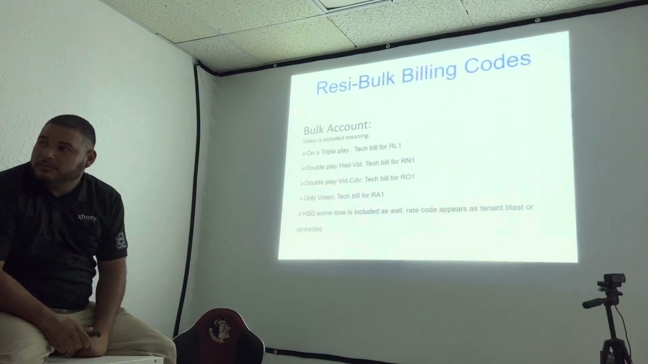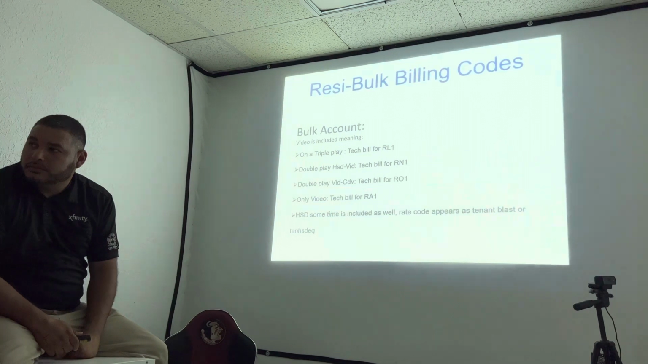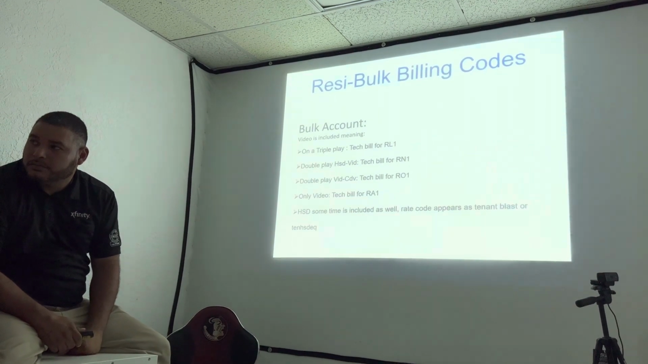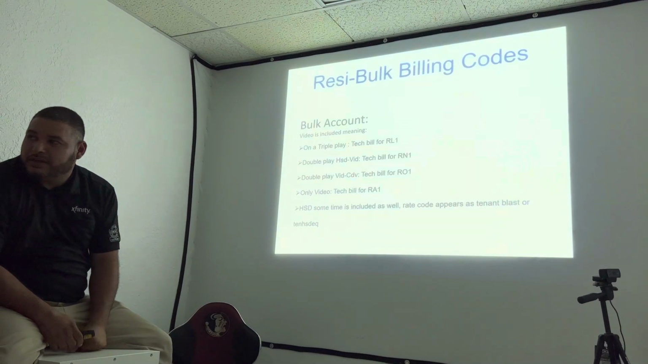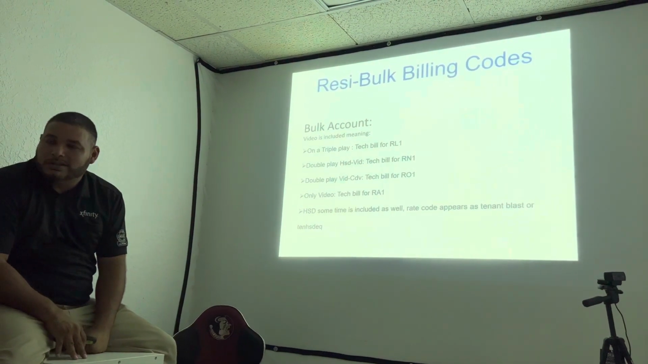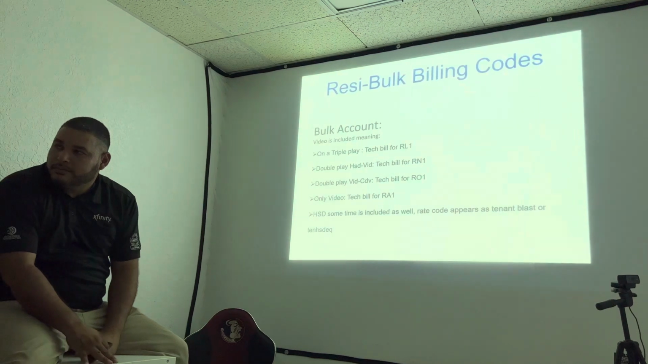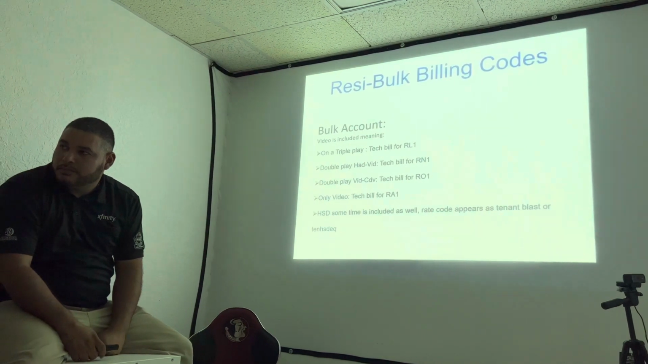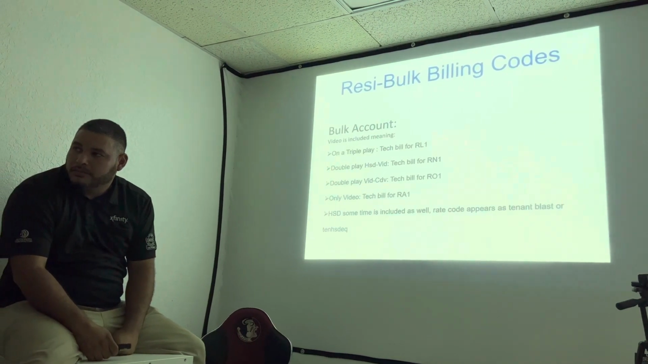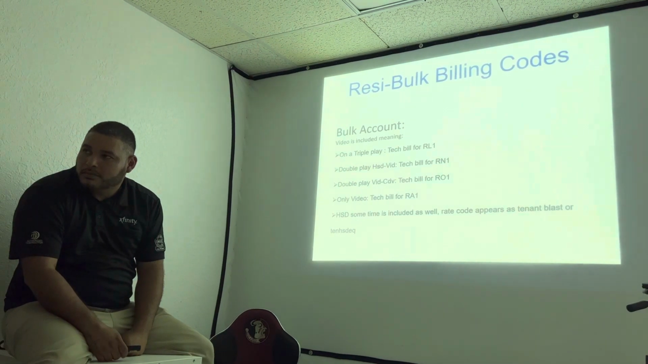So if the HOA gives you R3? No, they're not going to give that. The closest they do is a double play. So let's just say they cover the internet. Sometimes they include it as well, and the rate code appears as tenant blast.